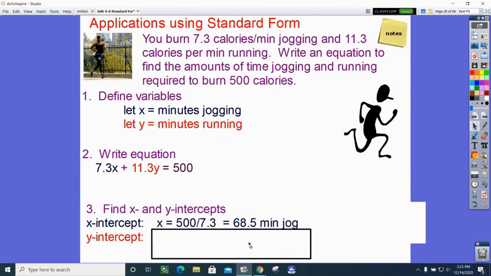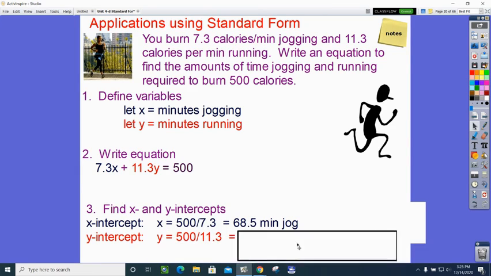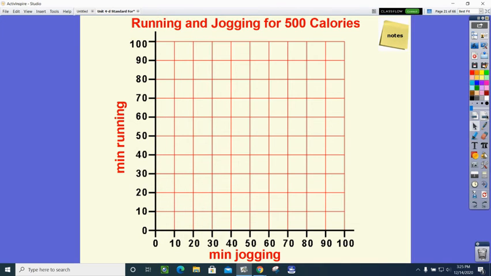So the x-intercept should be about 68.5 minutes. It's 500 divided by 7.3. And the y-intercept should be about 44.2 minutes running. So my question is, can you graph this? On a piece of regular graph paper, let's set this up, put your x and y intercepts in that we just found, connect those, and you'll have the graph of the running and jogging for 500 calories. So let's see how you did.